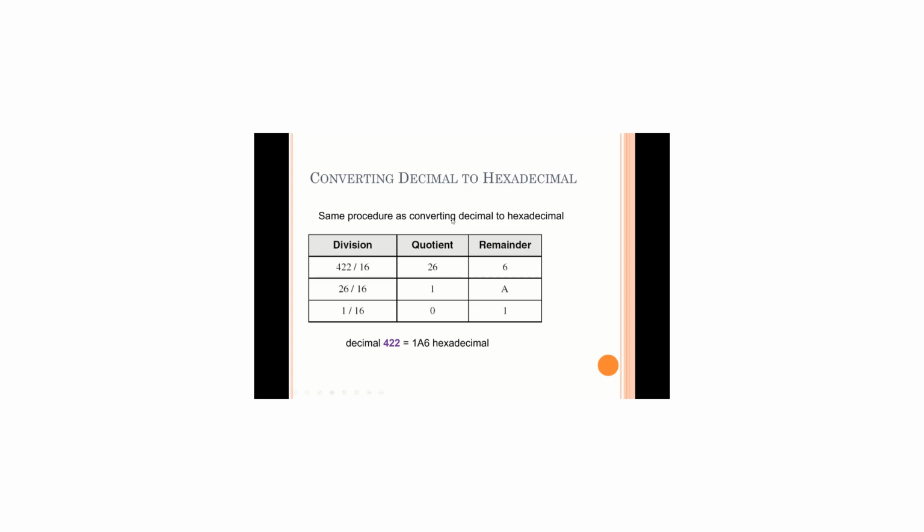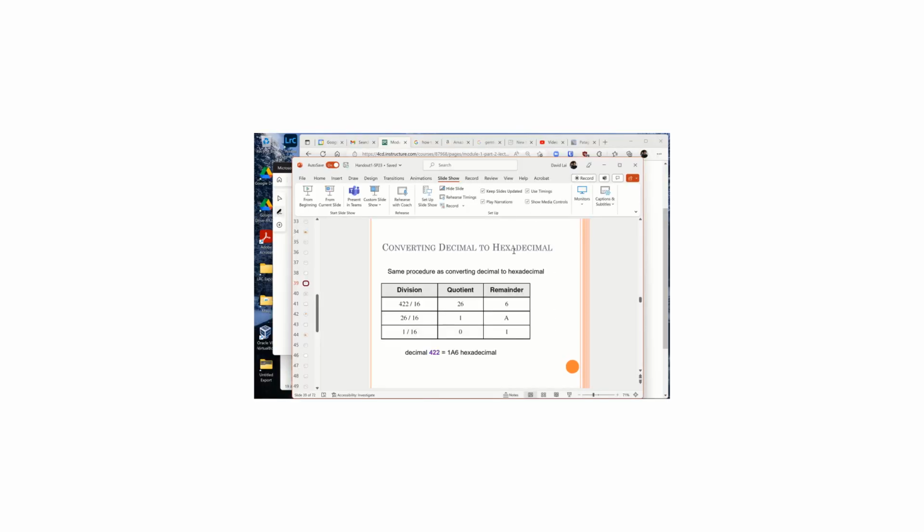Now converting decimal to hexadecimal, it's the same procedure as converting decimal. Let's see. No, I think that's a typo here. It should say the same procedure as converting from decimal to binary. The only difference is that, you know what? Let me go ahead and fix the PowerPoint.